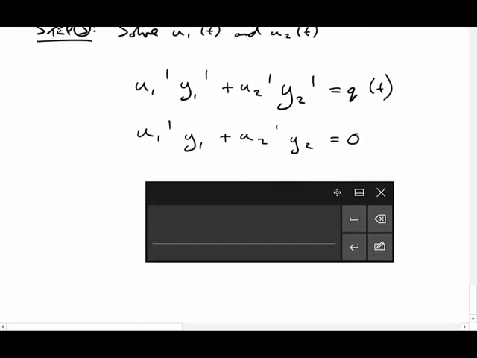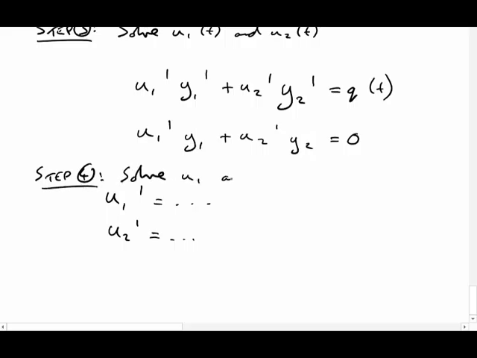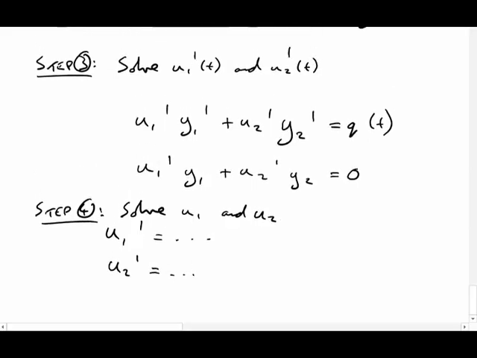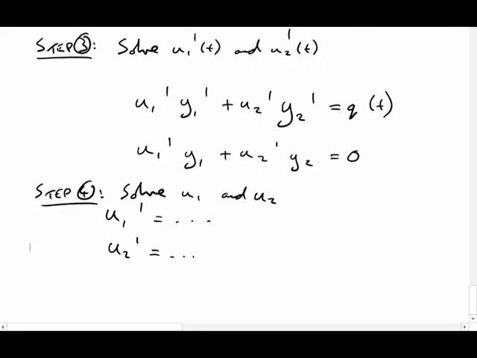From this, you can find what u1 dash is equal to, and what u2 dash is equal to. So step four is to solve for u1 and u2. You've found u1 dash and u2 dash from this, so step four is to find what u1 and u2 actually are.